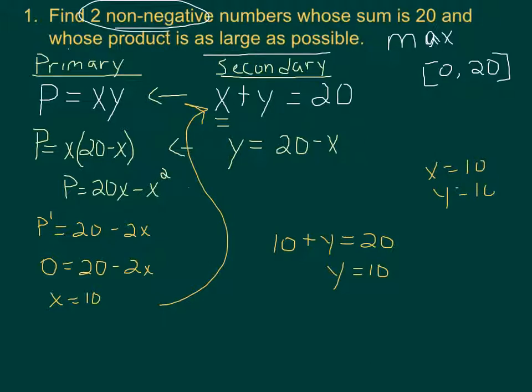And I would expect you to write a nice little, not paragraph, a nice little sentence just summarizing that up. But those are the two numbers, two non-negative numbers whose sum is 20 and whose product is as large as possible.